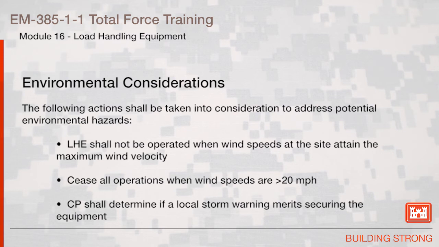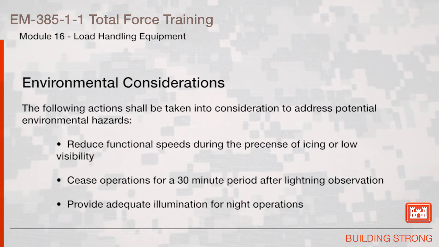The following actions shall be taken into consideration to address potential environmental hazards. Load handling equipment shall not be operated when wind speeds at the site attain the maximum wind velocity. All operations shall cease when the wind speeds are greater than 20 miles per hour. The competent person shall determine if a local storm warning merits securing the equipment. Reduce functional speeds during the presence of icing or low visibility. Cease operations for a 30-minute period after lightning observation. Provide adequate illumination for night operations.